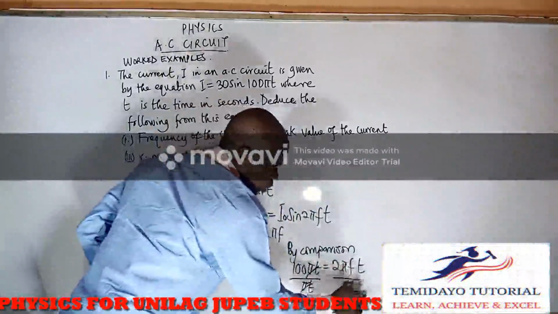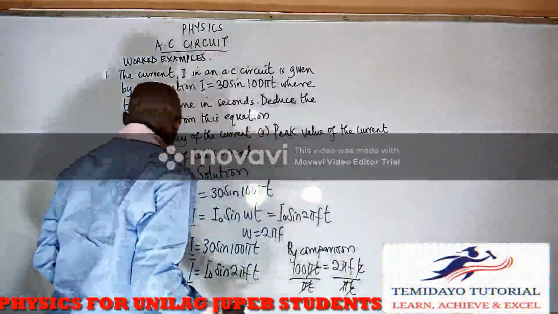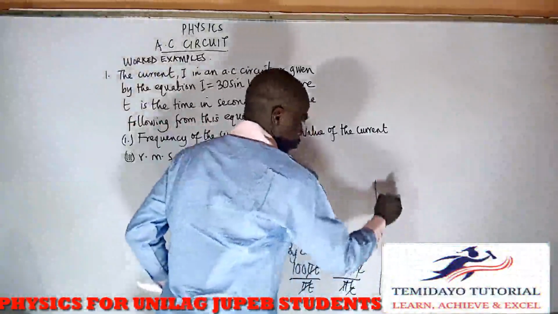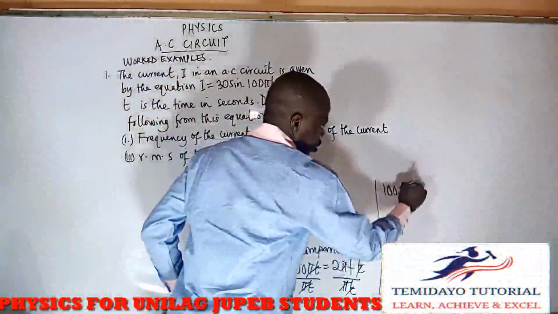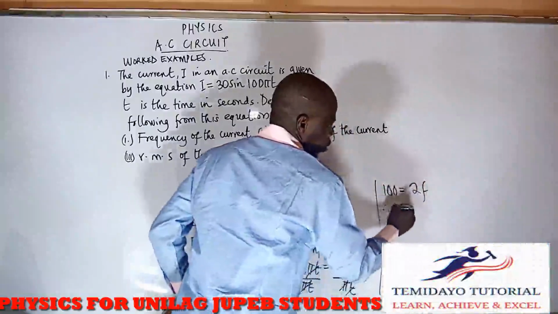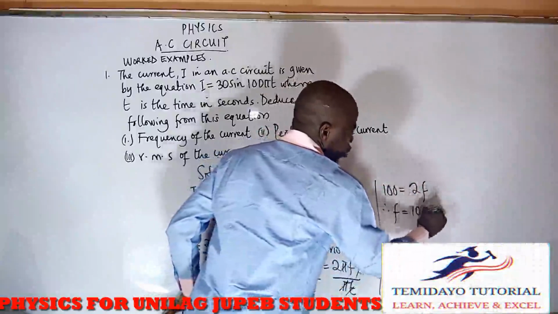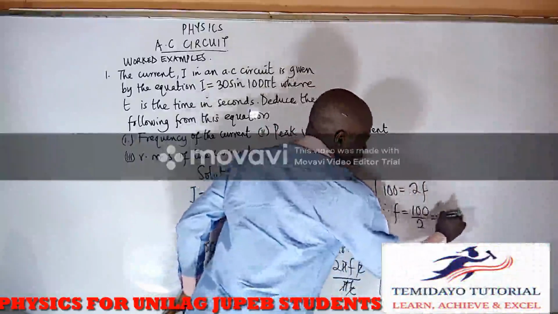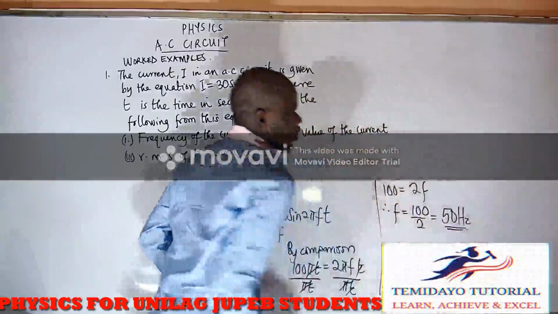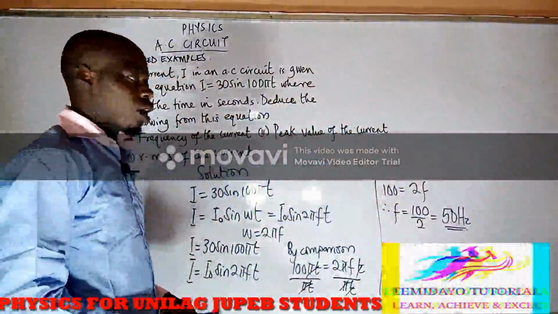Pi t cancels pi t. So what is left that we want to consider is that 100 equals 2f. Therefore, our f is going to be 100 divided by 2, and that is 50 hertz. That is the value for our f.